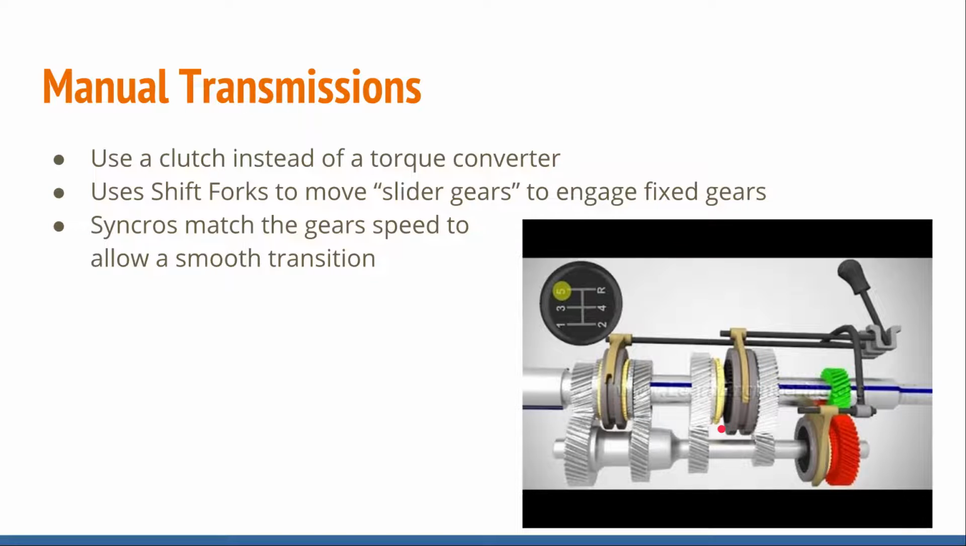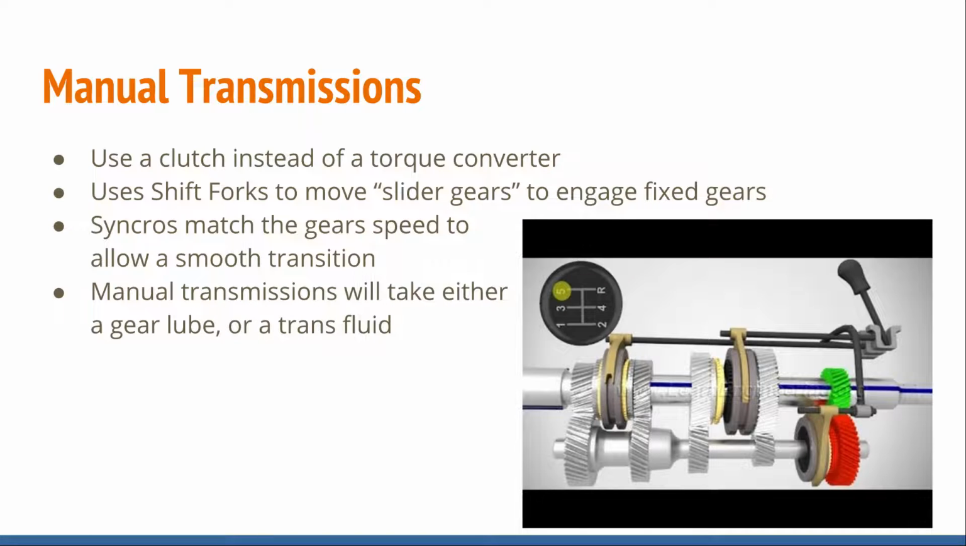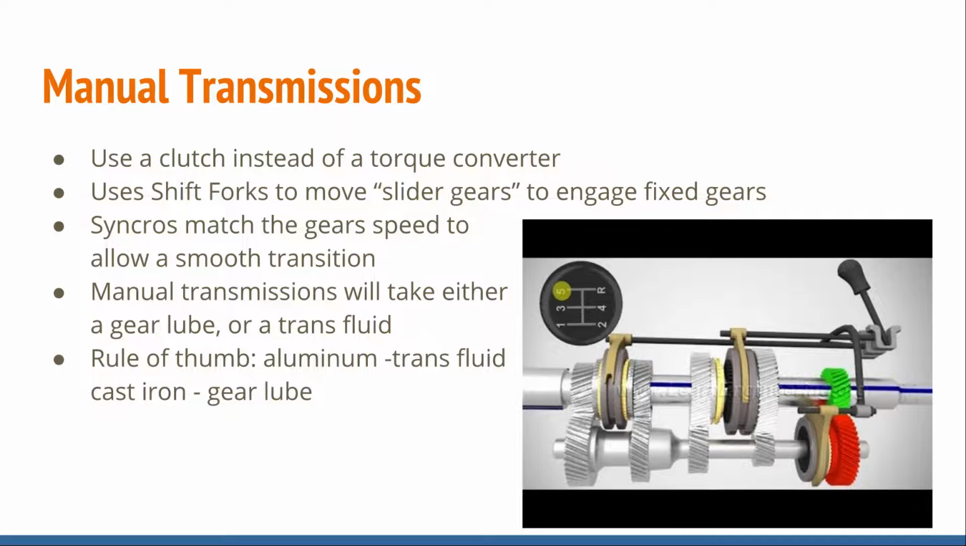When you have worn out synchros, that's when you start getting grinding shifts. You go to make a shift and it grinds into gear. That's usually a sign of a worn out synchro. Manual transmissions will either take a gear lube, or even some take automatic transmission fluid. Kind of a rule of thumb for this is if you have an aluminum cased transmission, it's going to take ATF, automatic transmission fluid. If you have a cast iron case, it's typically going to take gear lube.